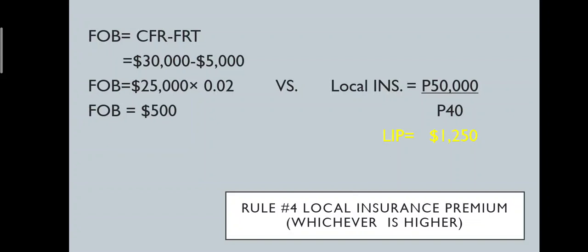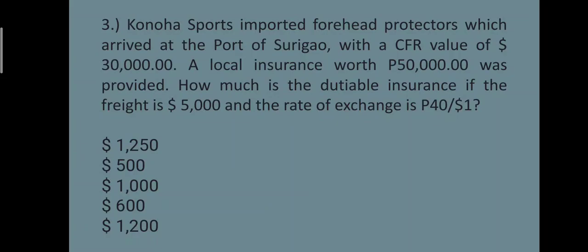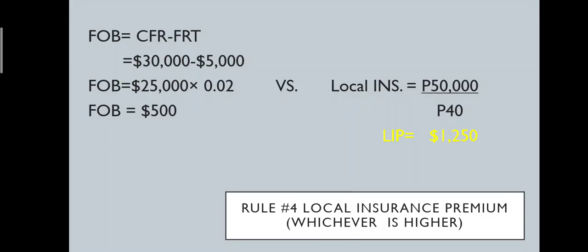Sayo ko type. Versus, naa tay local insurance nga given, 50,000 pesos. Para makuha na ang LIP, divide nato siya sa 40 pesos, which is our rate of exchange, kay para ma-dollar siya. So, $1,250 atong LIP. So, kung imo na siyang i-compare, asa may mas higher nilang duha? So, LIP, $1,000 and $250.